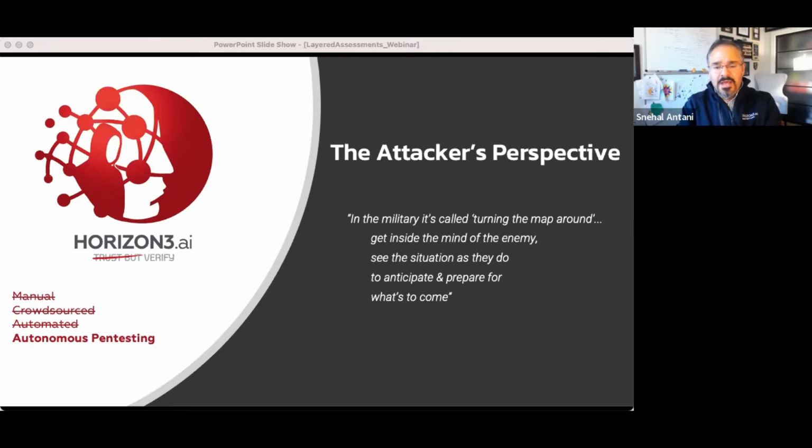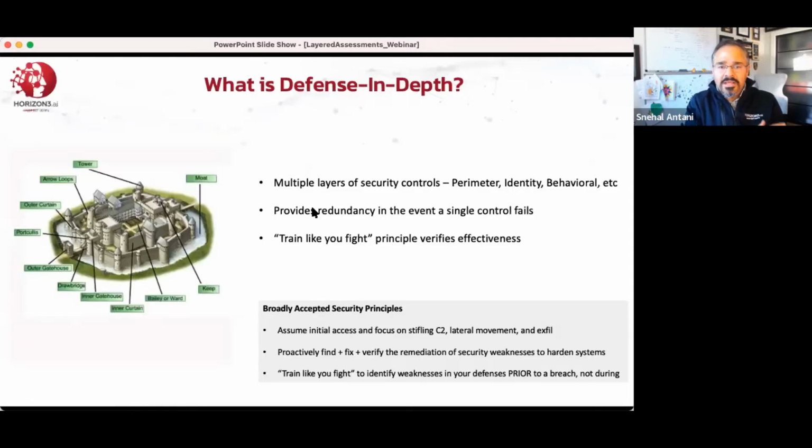US military. What we're going to talk about today is this concept of defense in depth and training like you fight, and starting to more effectively test your security controls to ensure that you're able to appropriately defend against an attack. So first and foremost, what I want to cover is what is defense in depth. At a very high level, think about it as the application of multiple layers of security, securing your perimeter, your identity, your user behavior, and so on, so that you're able to provide a redundancy to your security posture in the event a single control fails.